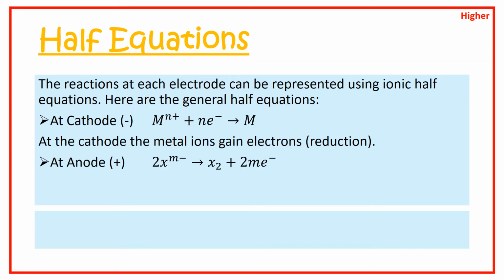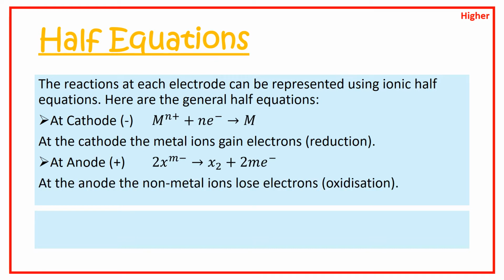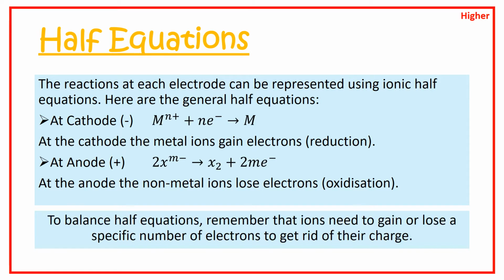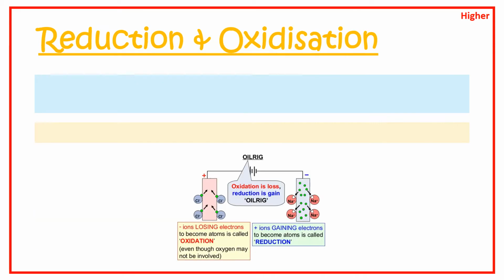This is reduction. At the anode, 2X- gives X2 + 2e-. At the anode, the non-metal ions lose electrons. This is called oxidation. To balance half equations, remember that ions need to gain or lose a specific number of electrons to get rid of their charge.